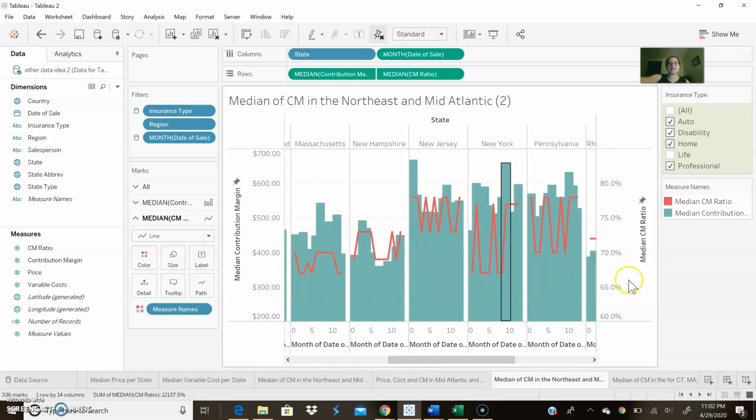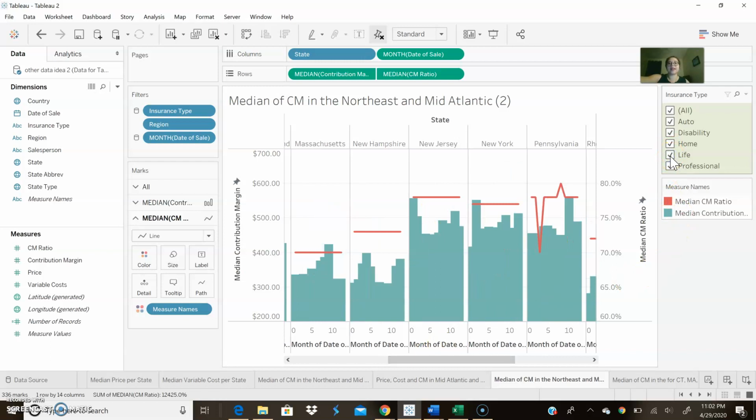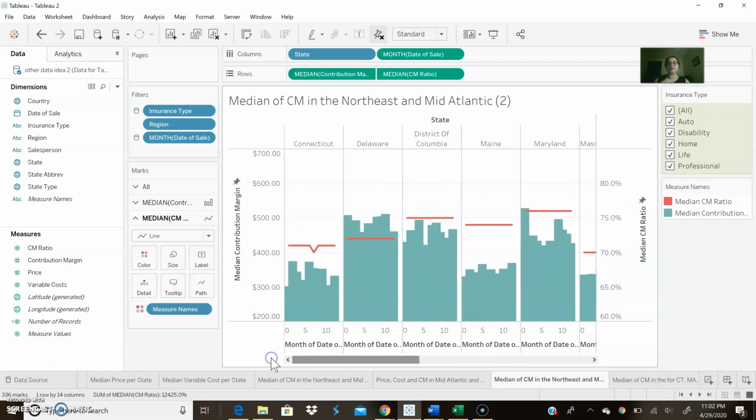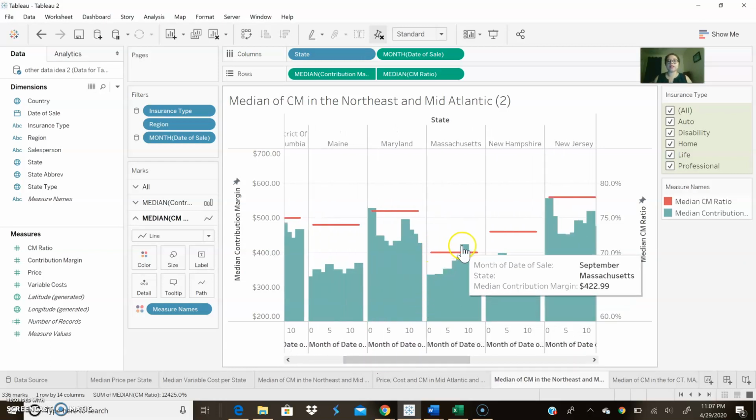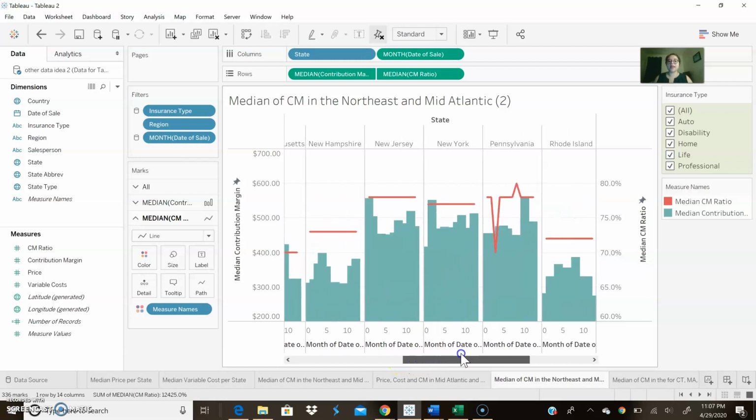So let's select life insurance again and see what states during the month can benefit from decreasing sales of life insurance. The first state with a drop is Connecticut. So that's a state that I would look into. Let's see what other states. Massachusetts has a pretty low contribution margin ratio, so I would look into that state as well. And oh wow, here's Pennsylvania with a big drop, but it has a peak right here in August, so we can check that out as well.